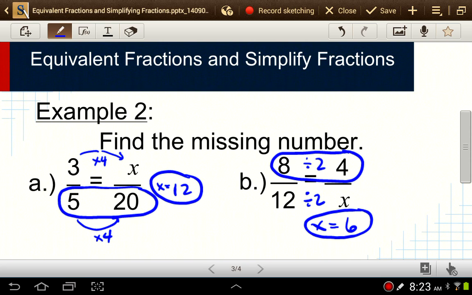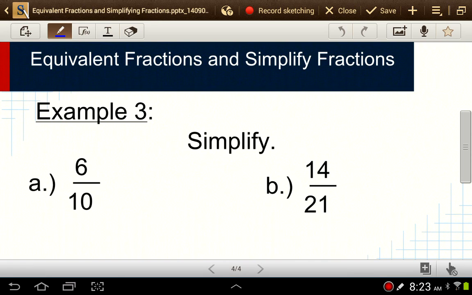Okay, I'm going to move on to the next slide. If you need to pause, go ahead. In example 3, we are going to simplify. Simplify means that you're going to divide until no number goes into the numerator and denominator except for 1.